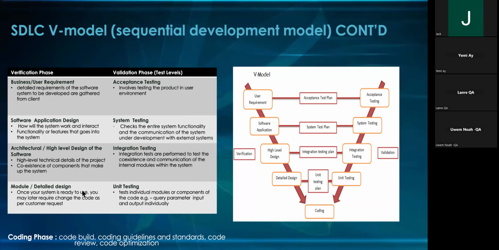The last phase is the module and detail design. Once your system is ready to use, you may later change the code as per customer request. Any updates, any new thing, you can now change. Unit testing is the phase we use here, to test individual modules and components.